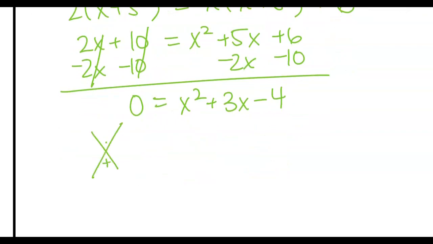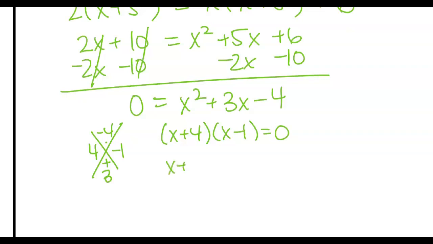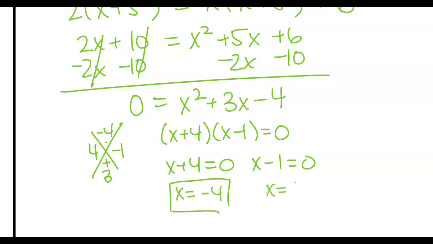So we're going to find two numbers that multiply to negative 4 but add up to 3. The only two numbers that will do that are positive 4 and negative 1. And since your leading coefficient in front of the x squared is a positive 1, I can rewrite both binomials and then solve. So we'll have x plus 4 equals 0 and x minus 1 equals 0. So one of your x's should have been negative 4. The other x should be positive 1.